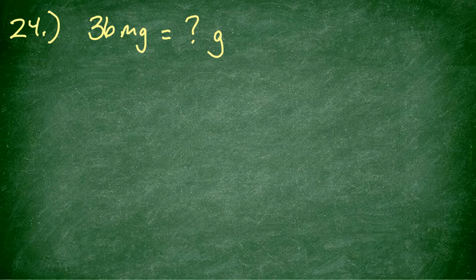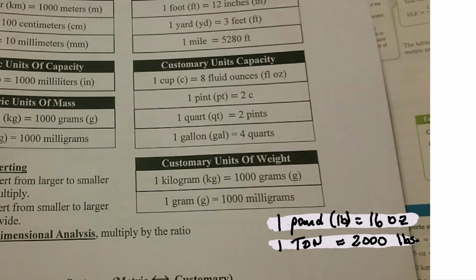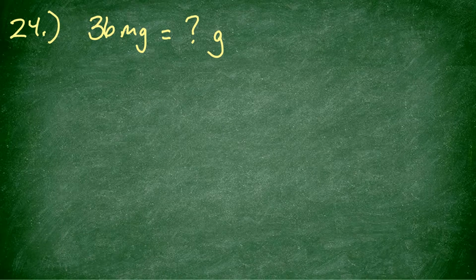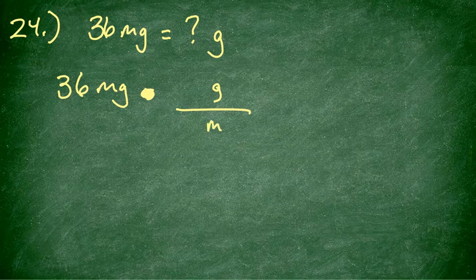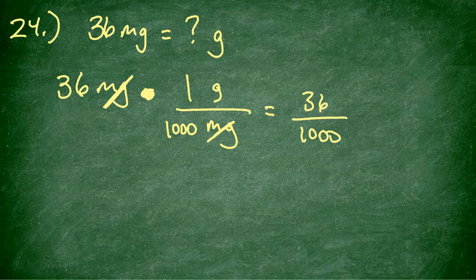36 milligrams equals how many grams? Well, I look at my mass. I have grams to milligrams. It's 1 gram is 1,000 milligrams. So I have 36 milligrams, and I'm going to multiply, with milligrams on bottom. So I have 1 gram is 1,000 milligrams. So I end up with 36 over 1,000. The milligrams cancel like I want, so my best answer is 0.036 grams. A lot of people put the 0 in front. I'm fine either way if you don't put it in front or do put it in front. So that's your best answer for 24.